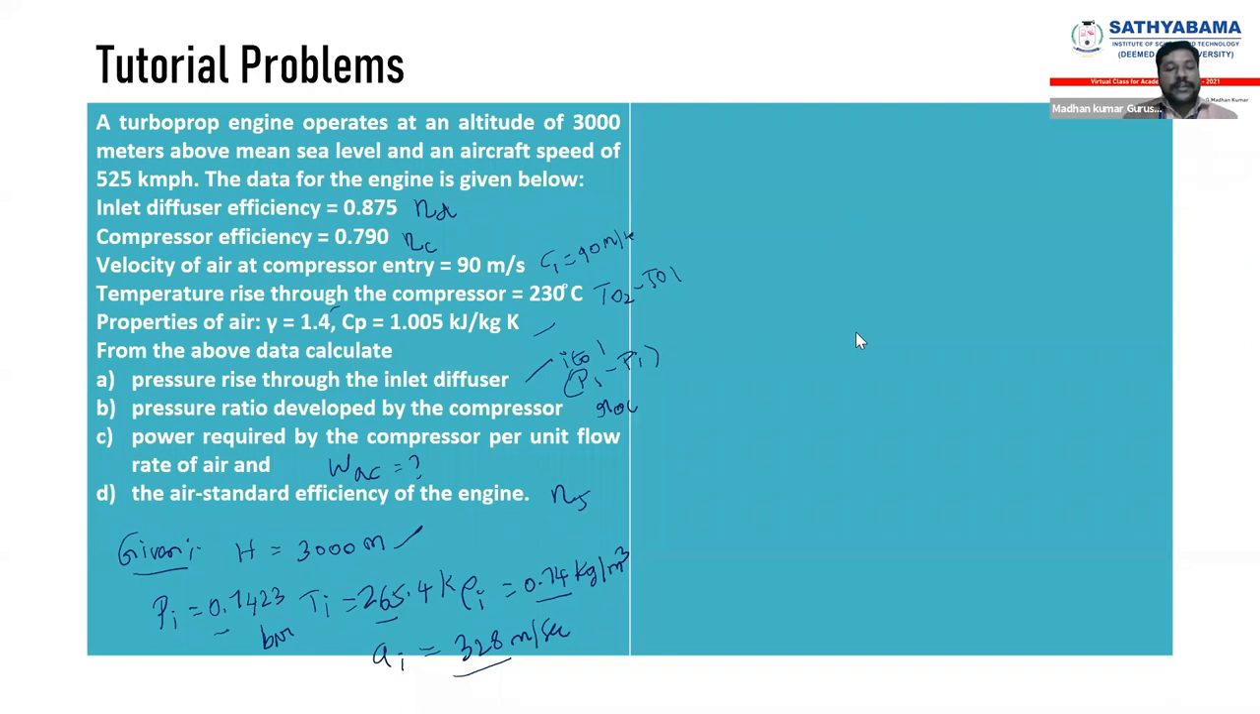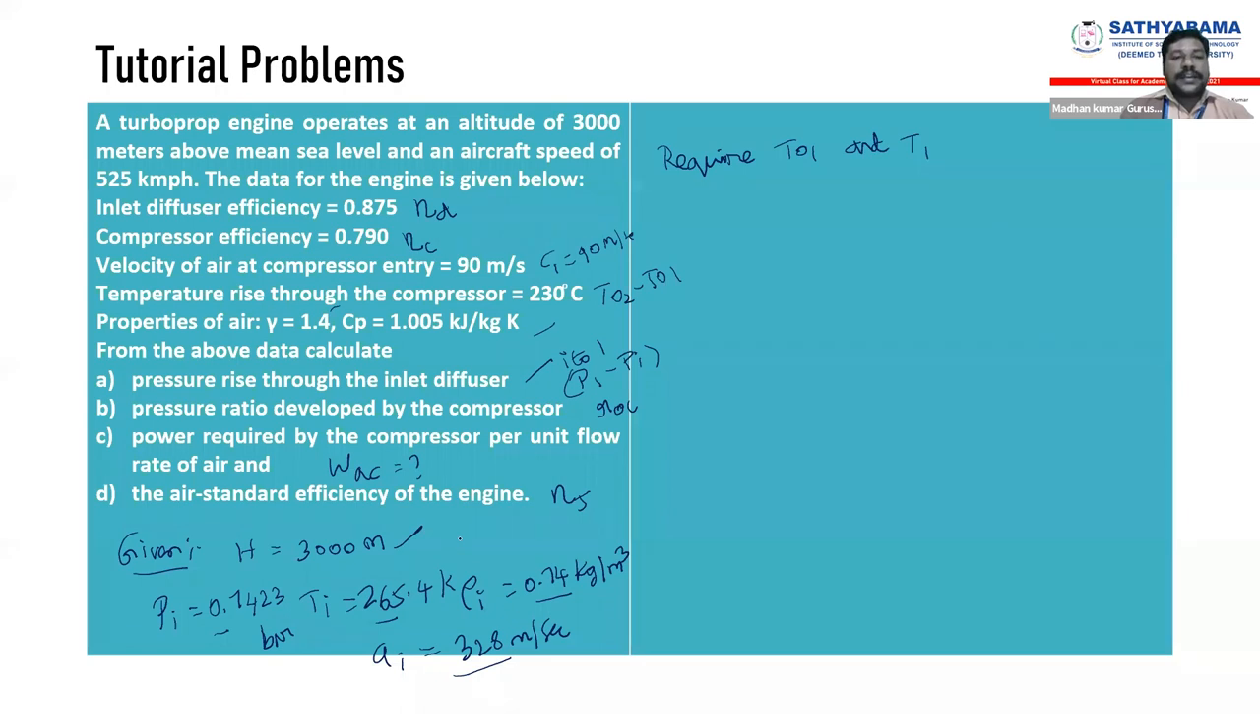Now, with the help of this data, we are going to find the pressure rise through the inlet diffuser. For this, you need the temperature, T1 or T0. You require T0 and T1. In order to find T1 or T0, we are going to work out the Mach number. You need the Mach number for finding T01 as well as T1.